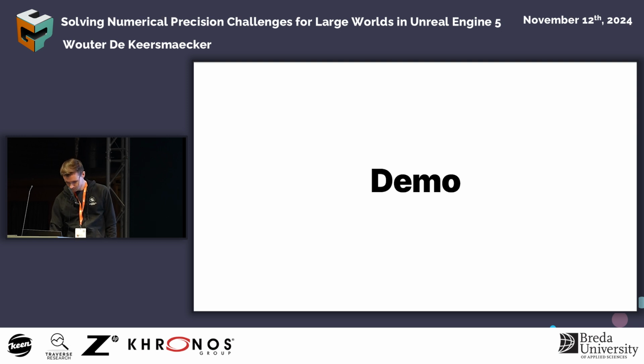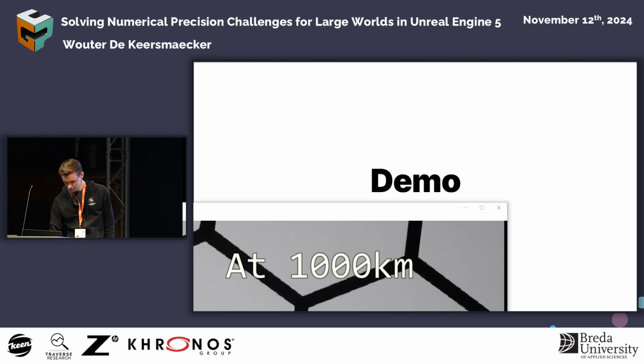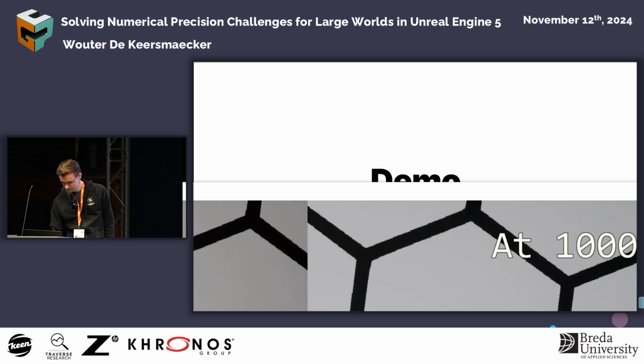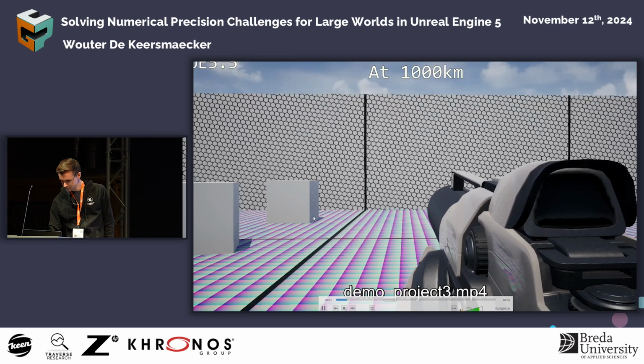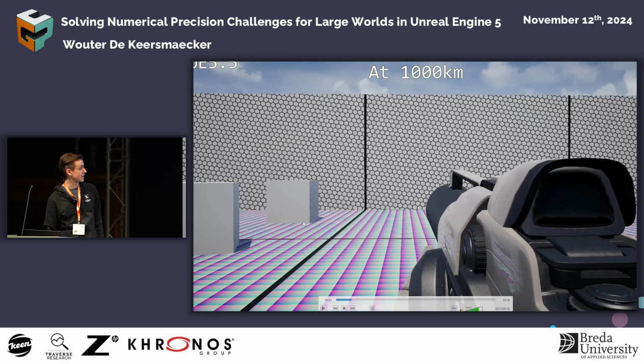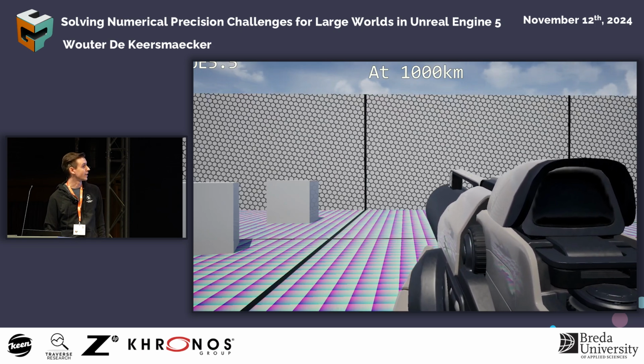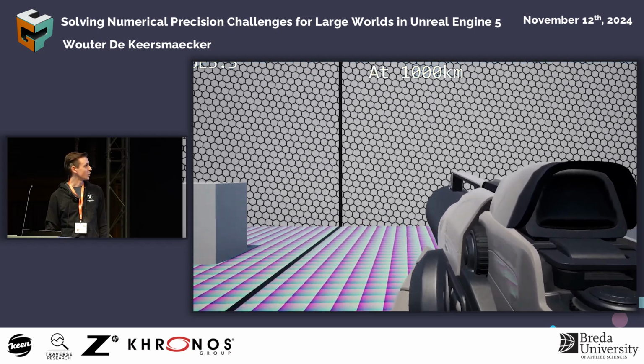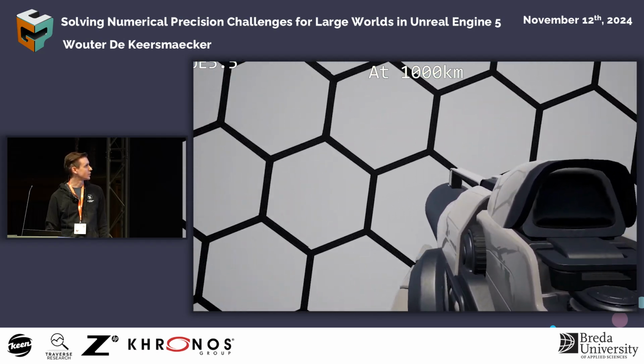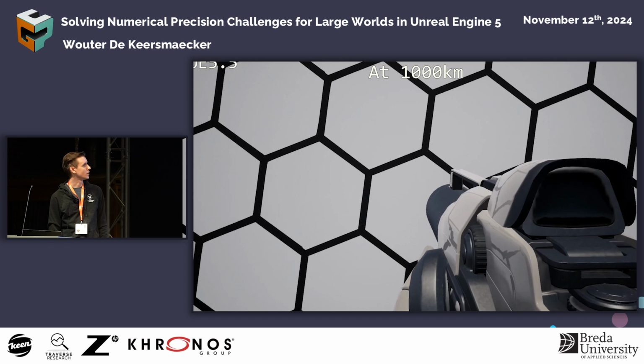One more demo. So this is again at 1,000 kilometers. And finally, the jittering is gone. That's a welcome sight. And so if we go close to the wall, then also we no longer see that aliasing that we saw there before.